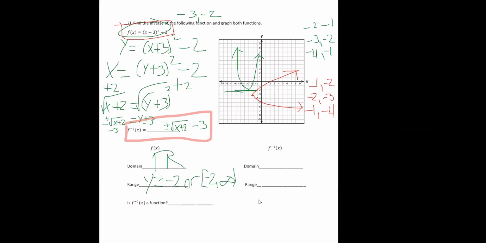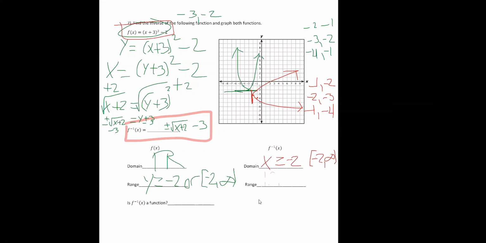Whatever you prefer. For our red function, our domain is not all real numbers. Remember, your domain's everything left or right. It's everything bigger than -2. So it's x greater than or equal to -2 since it's the domain. Or you could also write it as an interval, -2 to infinity. But our range is going to go up and down forever. So it'd be all real numbers.